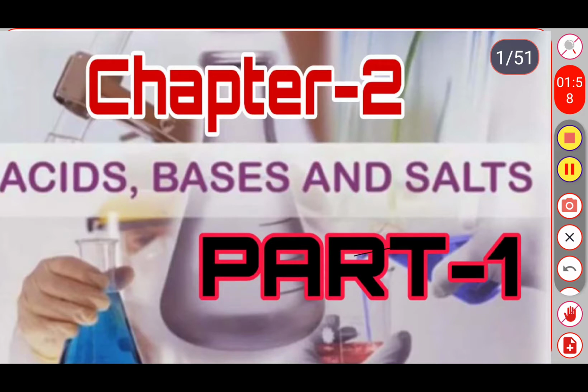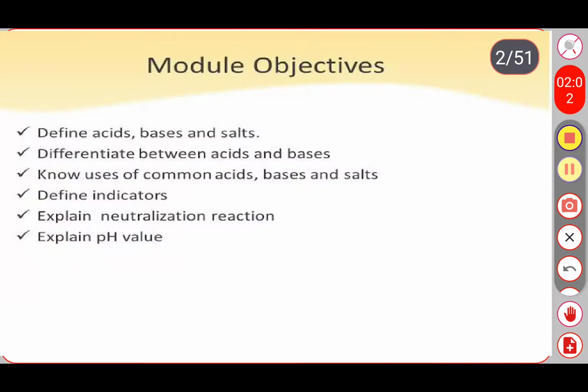See the objectives you are going to be studying in this chapter. The first one is to define acids, bases and salts. It means I have to define the three main important terms of the chapter, that is acids, bases and salts. Along with that, you need to differentiate between acids and bases.